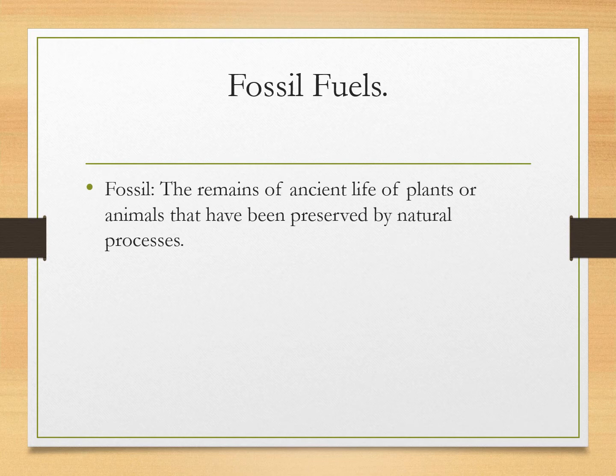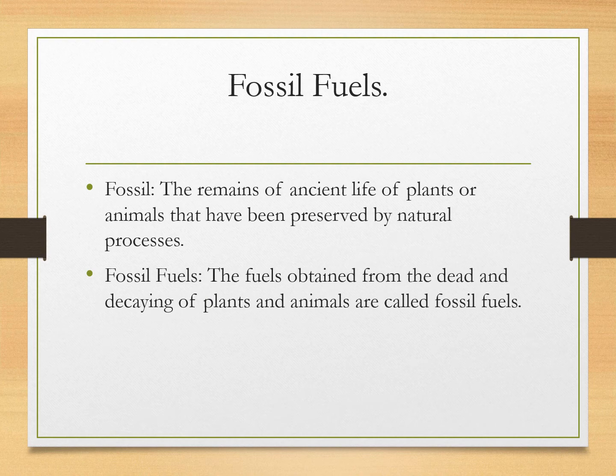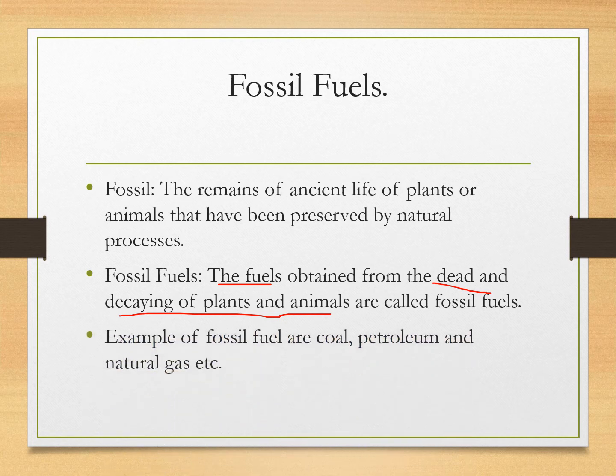Such types of materials are called fuels. The fuel that we obtain from the dead and decaying plants and animals is called fossil fuel. Some examples are coal, petroleum, and natural gas. Under fossil fuels we will first discuss coal.